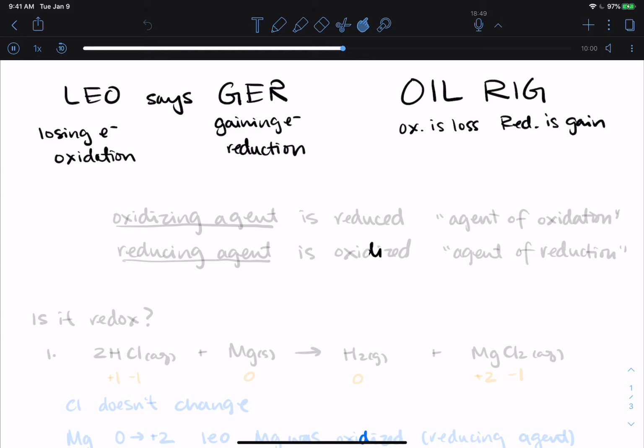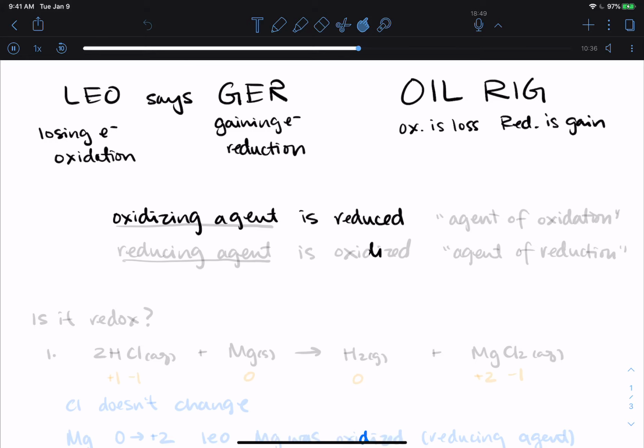An oxidizing agent is the thing that is reduced. So my recommendation for remembering this, clearly, is that the thing that is reduced is the oxidizing agent. So there's that opposite thing going on there. But if something is being reduced, we call it the oxidizing agent because it's causing the oxidation of something else.